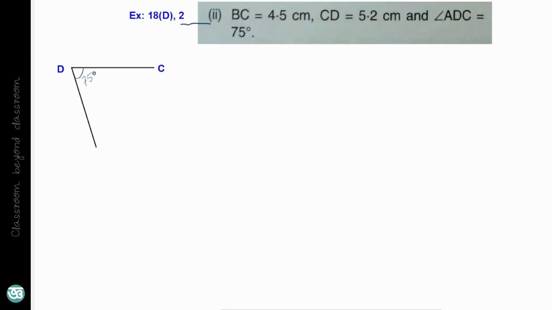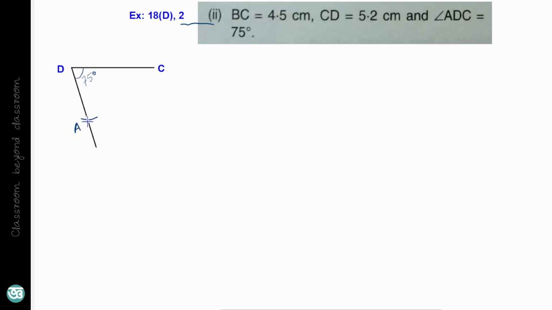Question number 2. BC equal to 4.5 centimeter and CD equal to 5.2 centimeter. Angle ADC is 75 degrees. So we can first start with line DC so that we can construct an angle of ADC or CDA. And in this line, point A will be located. So DA is equal to BC. BC is given 4.5 centimeter. We can locate this point A.